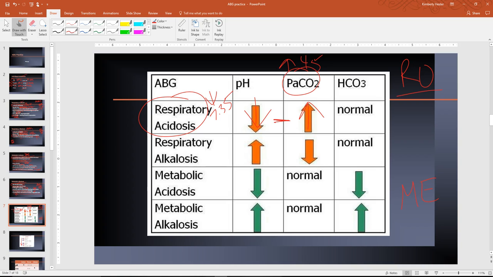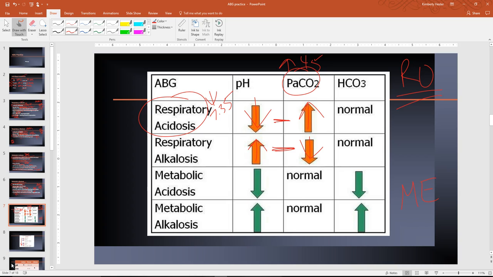Now in respiratory alkalosis, your pH is high, but your CO2 is going to be low. So again, respiratory opposite. These arrows are opposite. They're going in the opposite direction of each other. All right, so that's ROME: respiratory opposite.